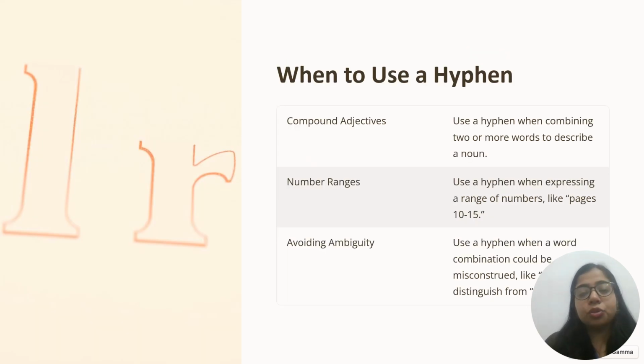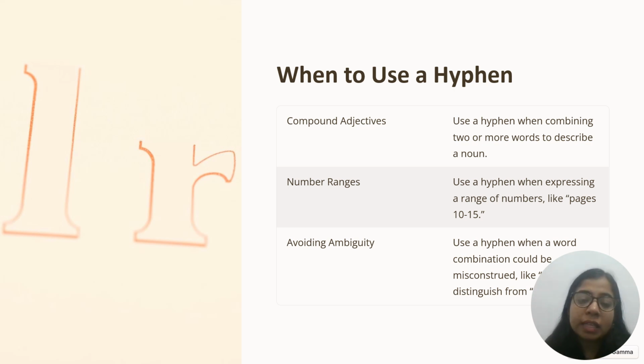Next is when to use a slash. First is making compound adjectives. When you are making compound adjectives, meaning connecting adjectives, we use a hyphen. So use a hyphen when combining two or more words to describe a noun. Okay. The tomato was round, yellow, round, red, and juicy. So round/red/juicy.